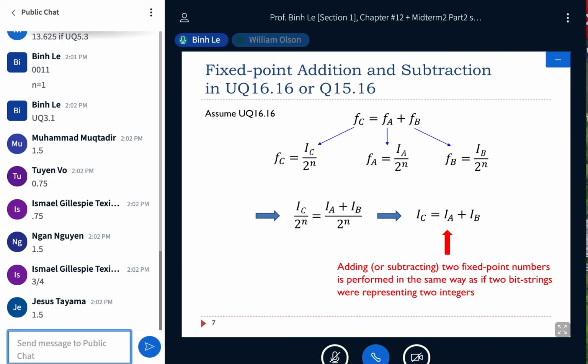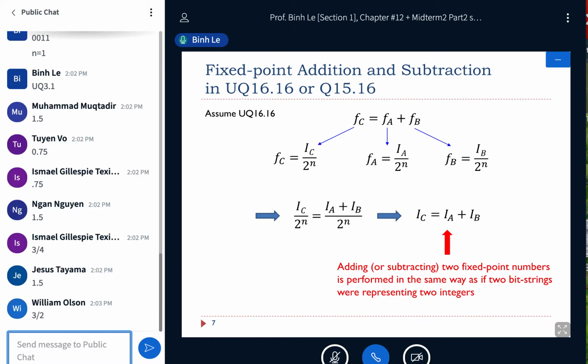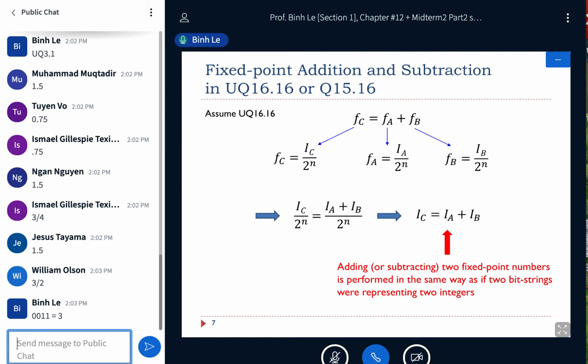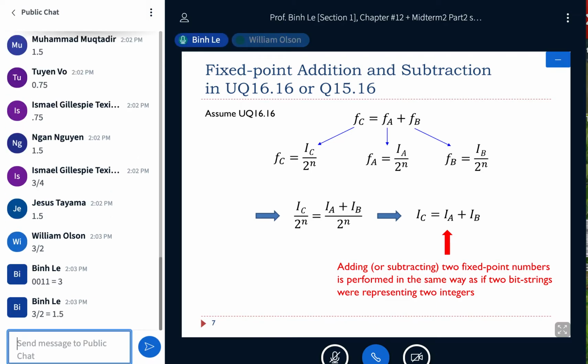Very easy, right? Because 0011 is 3, basically, right? And then you divide it by 2 to the n, right? And n in this case is 1. So basically, you just divide it by 2. So 3 divided by 2. So you get 1.5. Easy, right? Extremely easy, right? Okay, so I will ask you a little more. Just try to do one more example with me, okay?